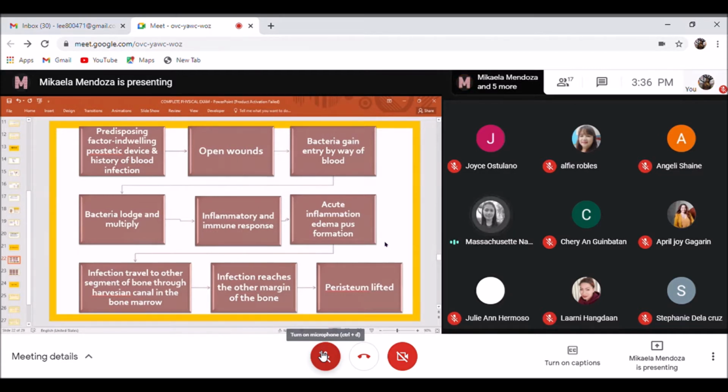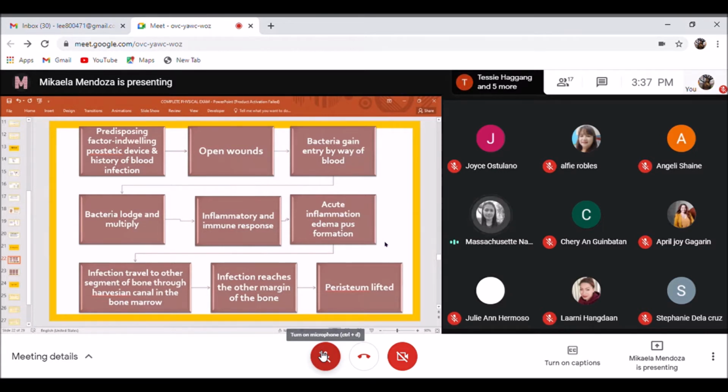Because the patient came from surgery, there were open wounds. So the bacteria gained entry. Bacteria gain entry by way of blood. And then the bacteria lodge and multiply in the bone.